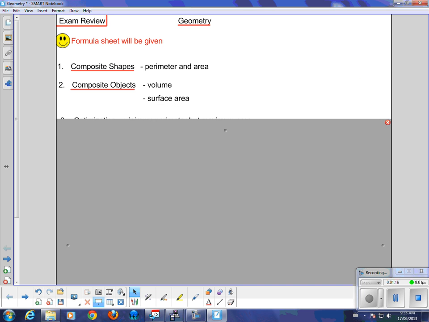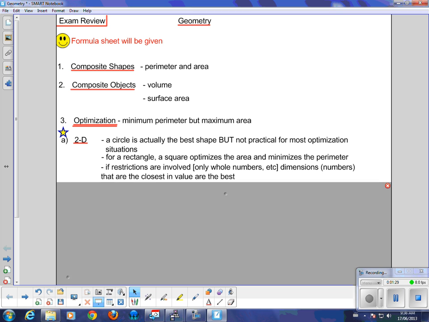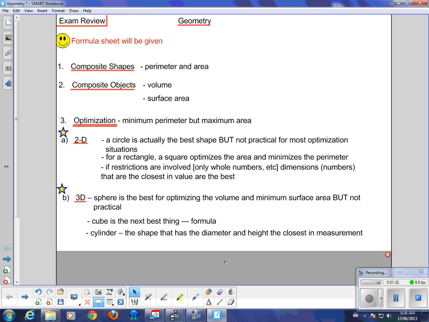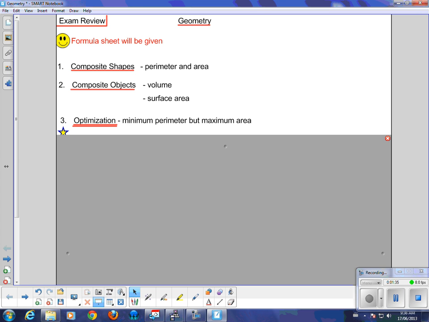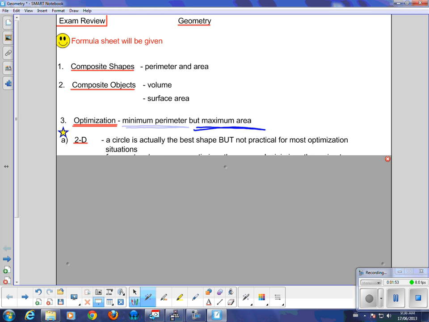The other thing that's important here has to do with composite objects. So in other words, finding the volume of something as well as the surface area. Again, taking your formulas, either adding things together or subtracting things. Now, really what's different here has to do with the optimization. So I'm going to take a look at the first thing. Optimization, and there's a star there because this is really what is new in grade 12. It's really important when they're talking about optimization is they're talking about something that has a minimum perimeter but a maximum area. Okay, so especially if we're talking about two-dimensional shapes.